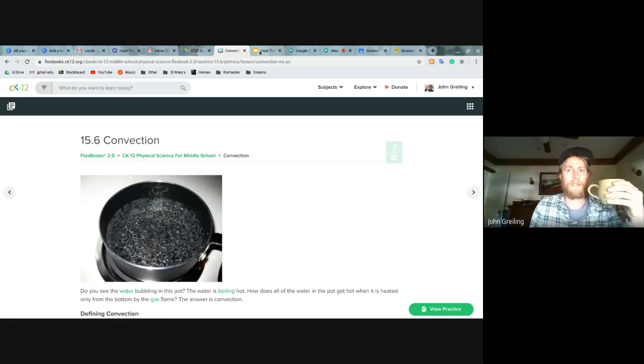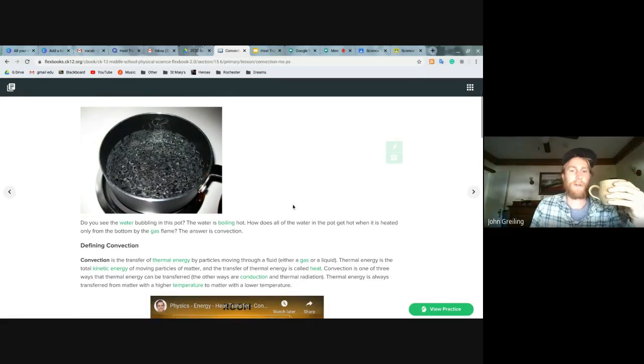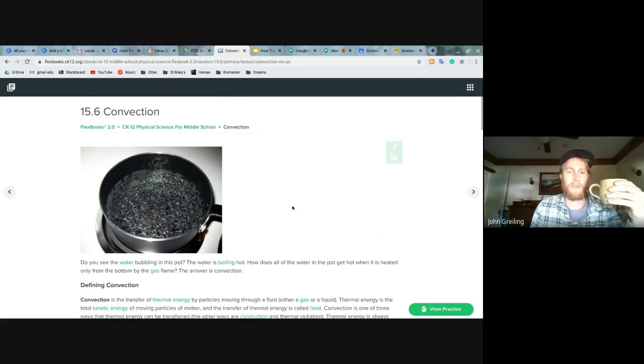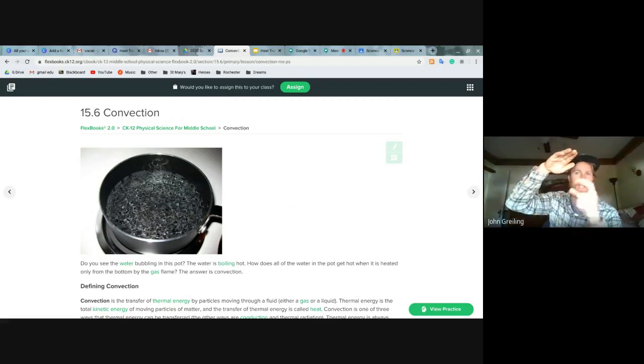Convection. Do you see the water bubbling in this pot? The water is boiling hot. How does all the water in the pot get hot when it is heated only from the bottom by the gas flame? So they're saying you have a whole pot of water, and if you just have heat at the bottom of it, why doesn't the bottom just get hot and the rest stay kind of lukewarm?